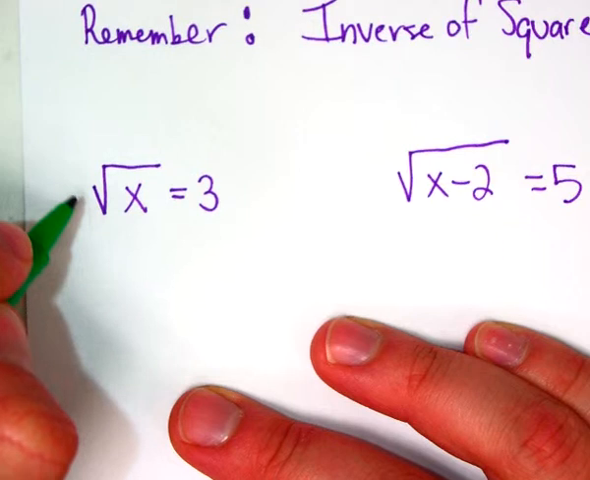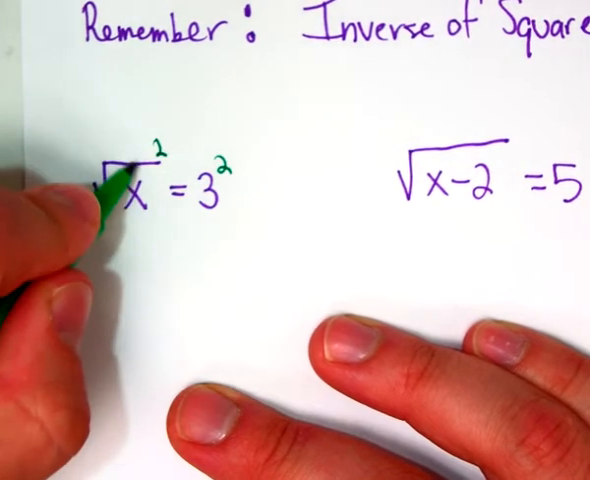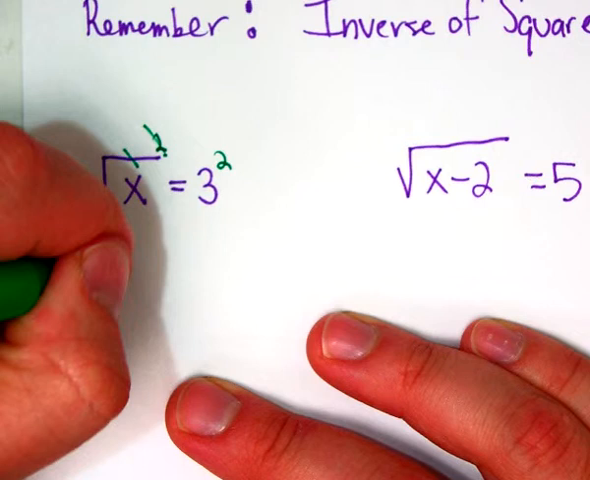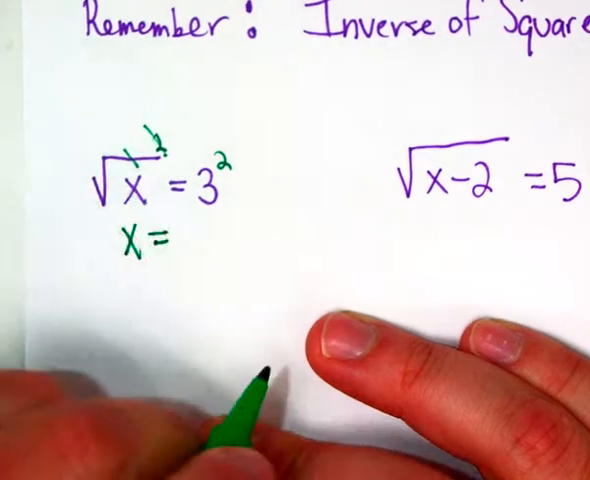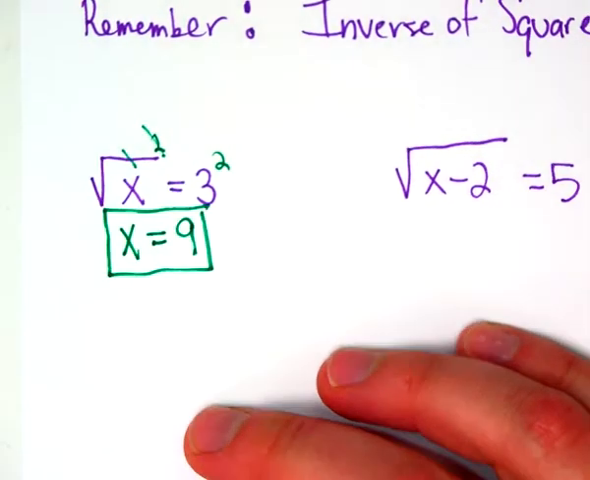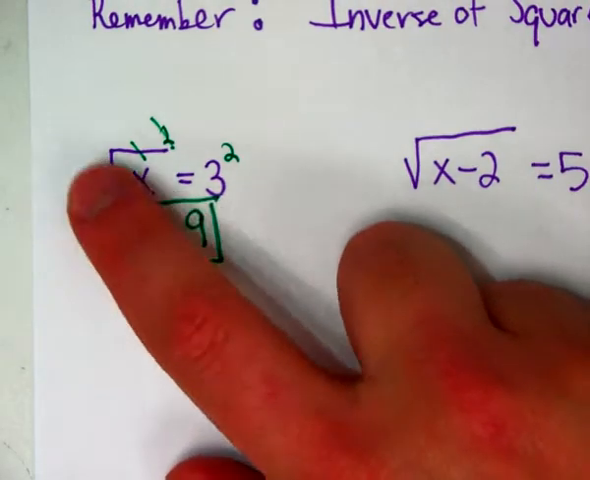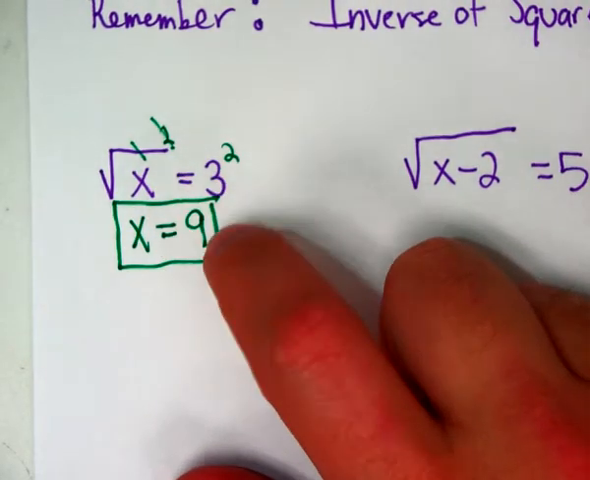Well, the inverse of square root is to square both sides. The square and the square root will cancel each other, leaving us with just an x. And 3 squared is simply equal to 9. So that means that my answer is equal to 9. It was that quick and easy. If I took 9 and put in square root of 9 equals 3, tested it, it works out perfectly.